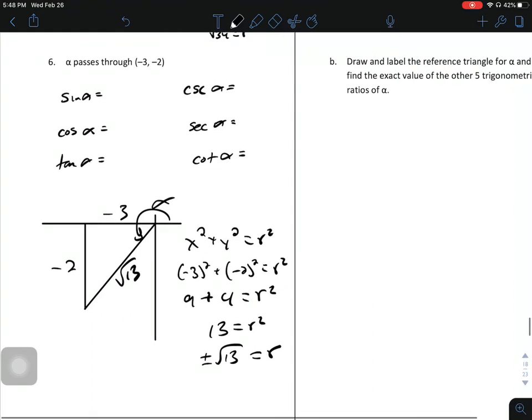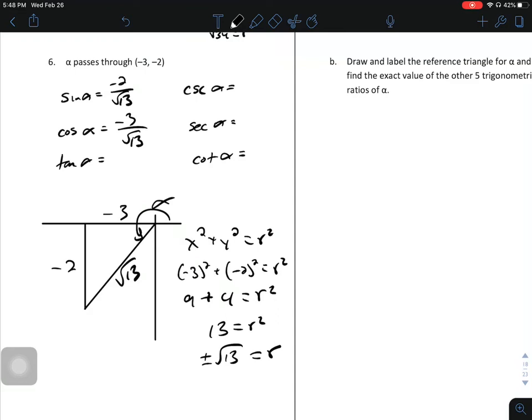Sine is y over r. Now, you might be thinking, why don't we just say that sine is y? That's what we were doing before. Well, before it was the unit circle and the radius was 1. The radius here is clearly not 1. So it's y over r. Cosine is x over r. That's negative 3 over the square root of 13.